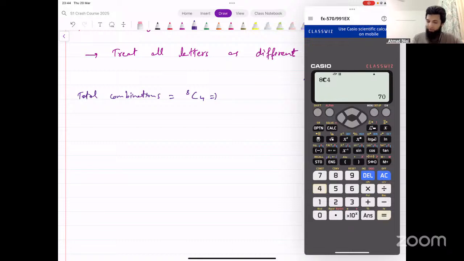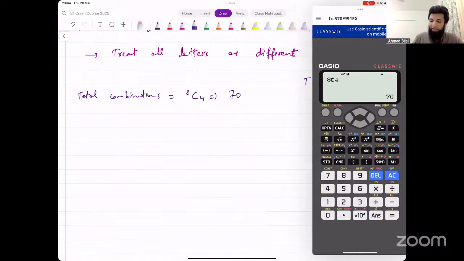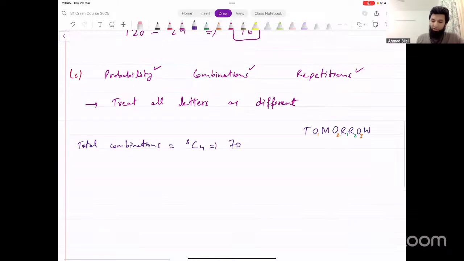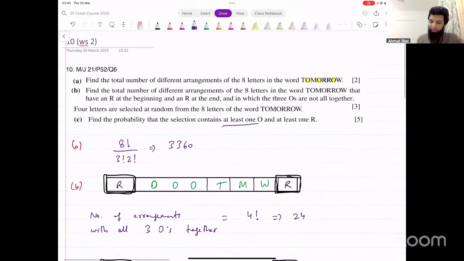And that gives me 70. That is going to be the denominator in the probability formula. Then how many outcomes satisfy the condition? What's the condition? We want at least one O and at least one R.